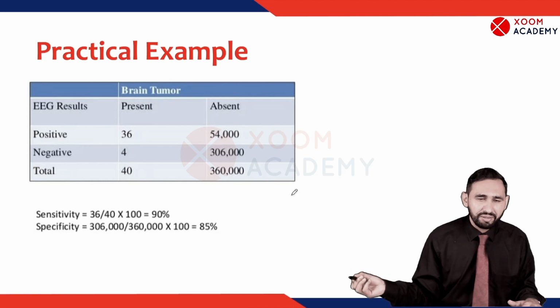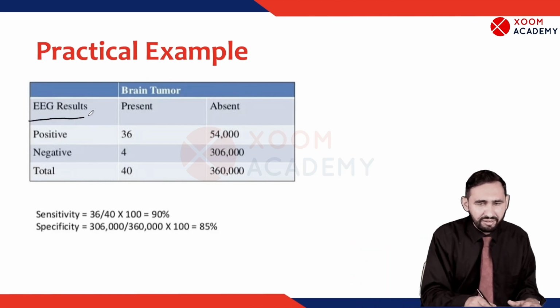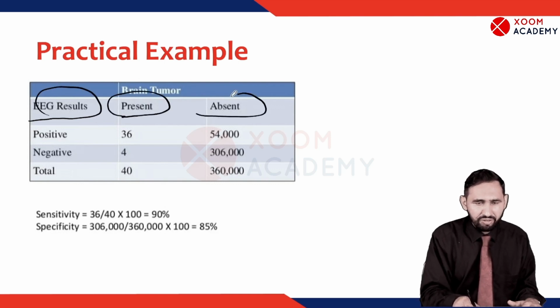Let's take an example. A screening test was conducted. EEG, these are the EEG results for brain tumor, presence of brain tumor, absence of brain tumor.